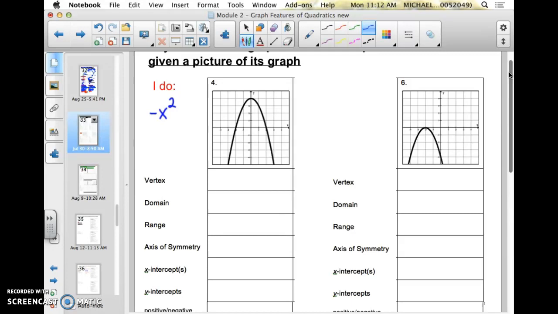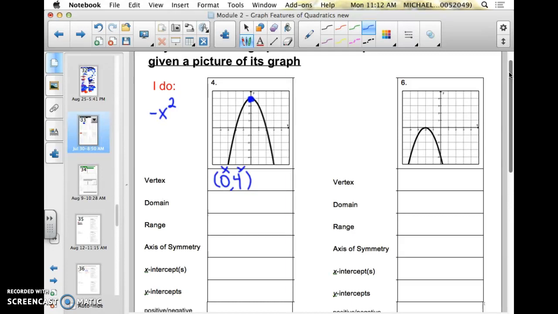All right, first graph feature that I want to talk about is the vertex. Again, the vertex is either the maximum mountaintop or minimum valley of the parabola, and it's also where the two halves meet. So in this case, that exists right here. And that plotted point is (0, 4). The x value is 0, so that should jump out at you as another graph feature we're going to talk about in a little bit. But that is the vertex, (0, 4).